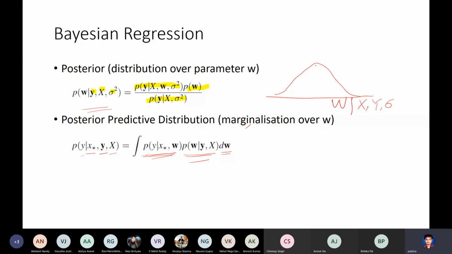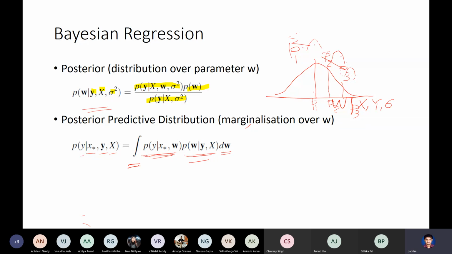So suppose this is my value of w, this is my predictive distribution on y. This is another value of w, and this is its predictive distribution of y. So I take each of these predictive distributions, I multiply by the weights, which are nothing but these probabilities P1, P2, P3, and add them all up. Basically in the continuous case, I do an integration.